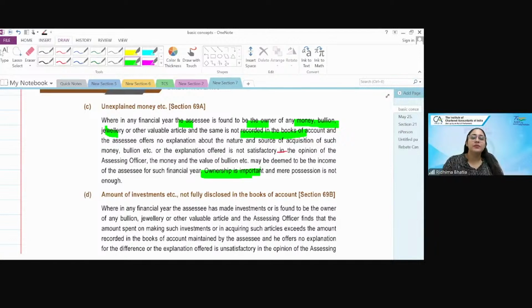What is the difference between 68 and 69A? In 68, the entries are in your books. You made those entries in your books, but you are unable to give a satisfactory explanation, right? Because people who make black into white do it like that. But in unexplained money, it is not recorded in your books. That is the difference.